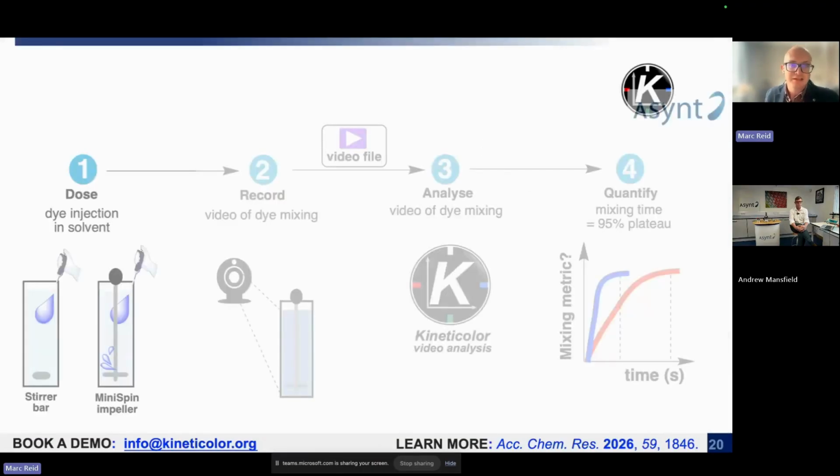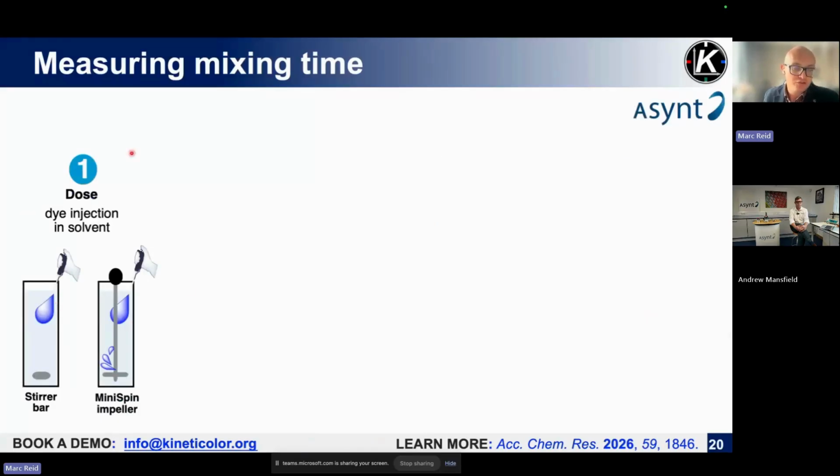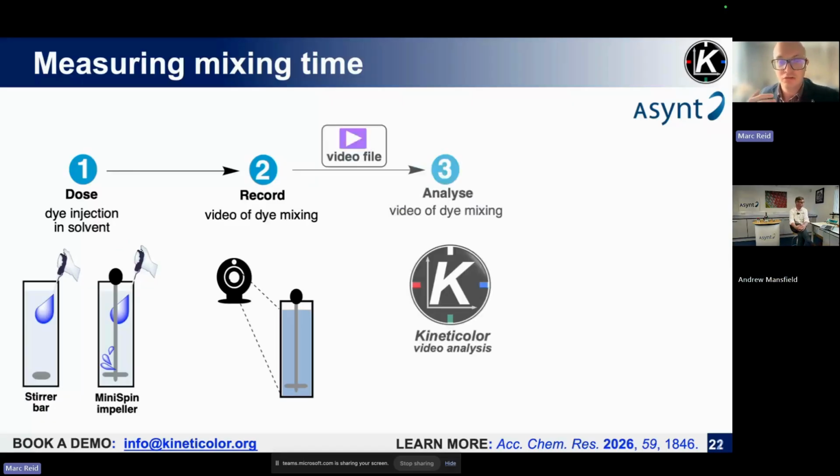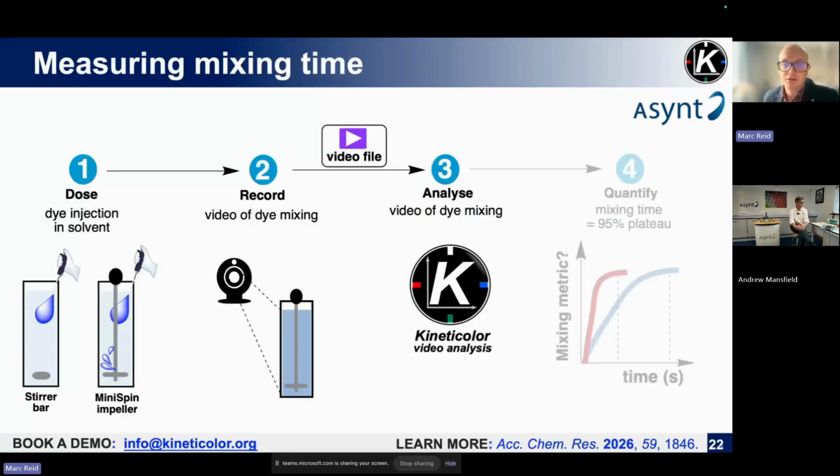So the way that we did that was to once again firstly focus on a simplified dye injection process where we compared a stirred solution versus the mini-spin impeller-based stirring system. And after injection of that dye, record a video to see how long it takes for that dye to homogenize throughout a viscous liquid. We then use the video file and Kineticolor software to quantify what we see by eye and through the video. And using those data, derive mixing times to understand which system leads to faster mixing and homogenization more quickly than the other system. So that was the question that we asked.